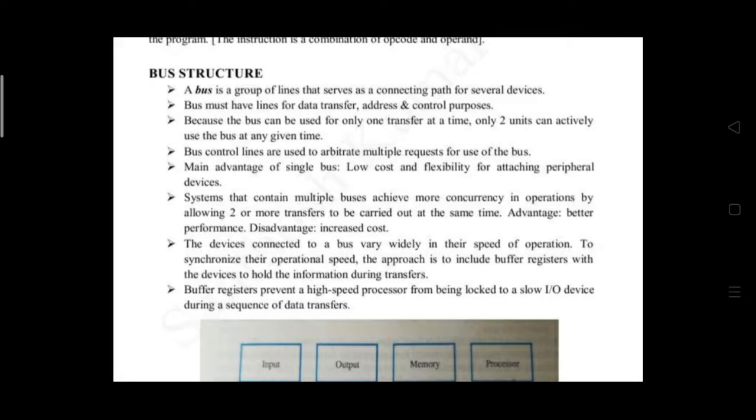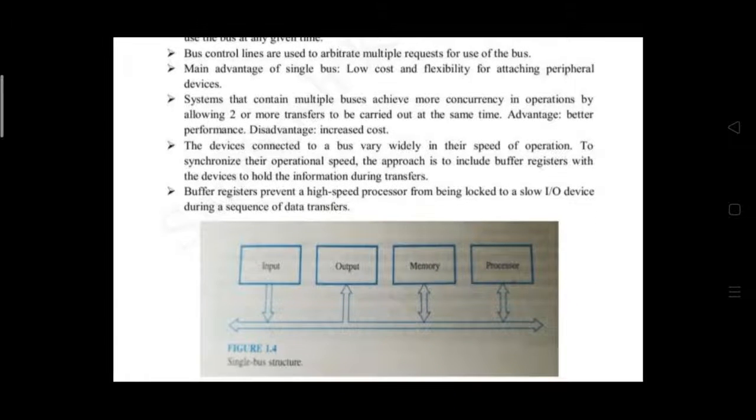Bus control lines are used to arbitrate multiple requests for use of the bus. So at a time only one person can use it. Please remember, at a time only one person can use it to avoid confusion, because so many data will be there. At a time one can speak, or maximum two members. One-to-one communication, even though it is a crowd. If everybody starts speaking, what will happen? It will create noise.